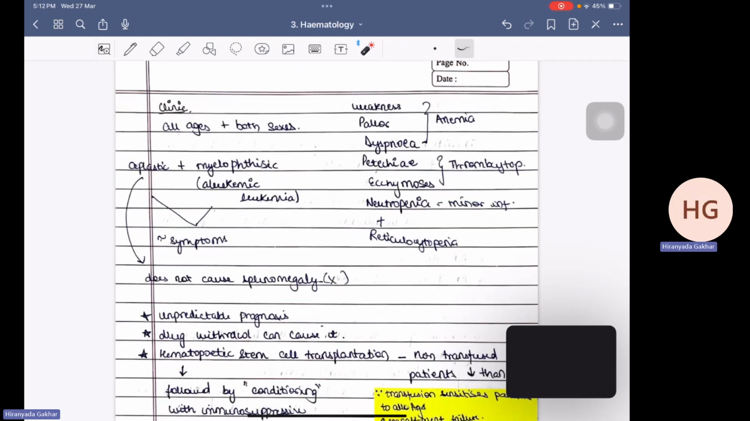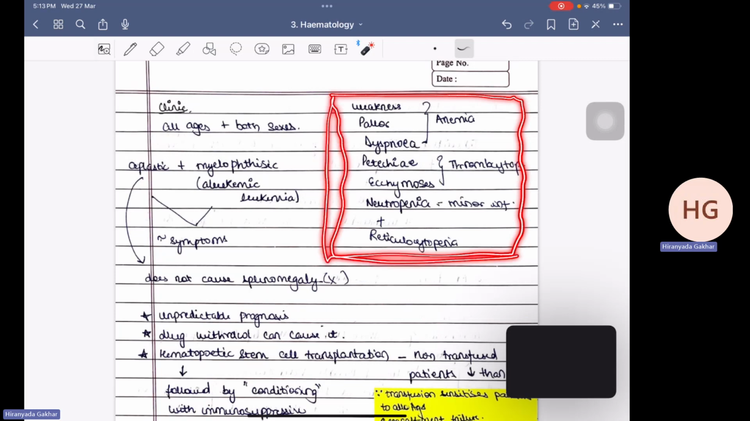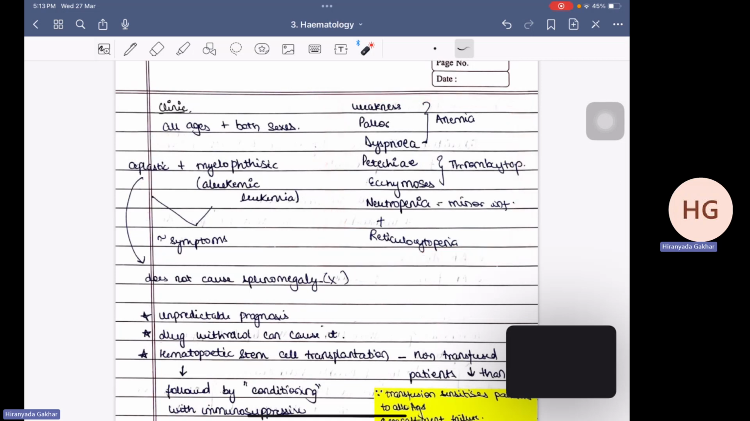Now, moving on to the clinical features. The epidemiology is not very clear. It can happen to people of both sexes and all ages. If you look here on this page, you can see a set of symptoms. This is a set of symptoms that a patient will present with if he or she has aplastic anemia. So as I mentioned before, there is pancytopenia.